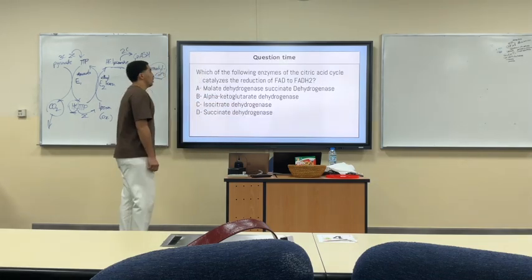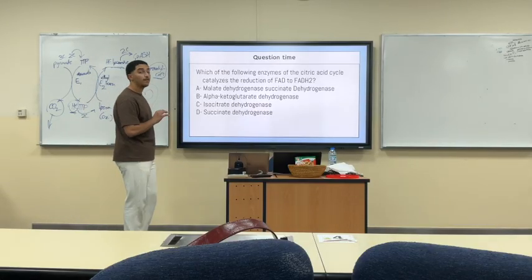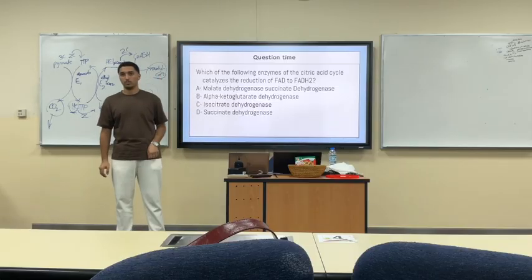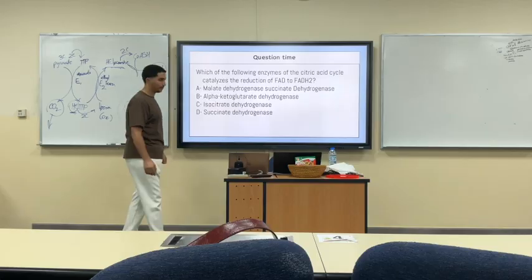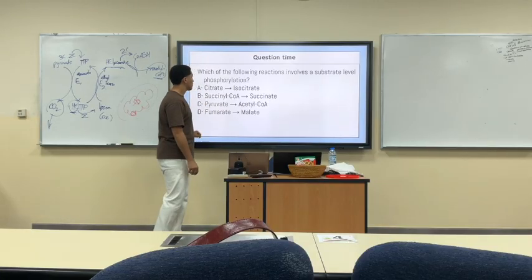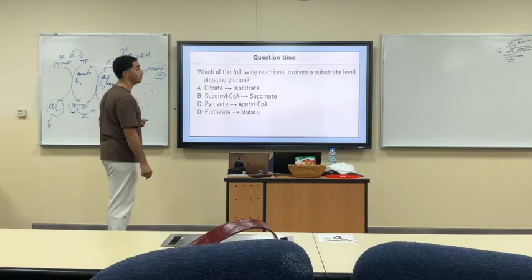So, which of the following enzymes of the citric acid cycle catalyzes the reduction of FAD to FADH2? Succinate dehydrogenase. Which of the following reactions involves a substrate level phosphorylation?